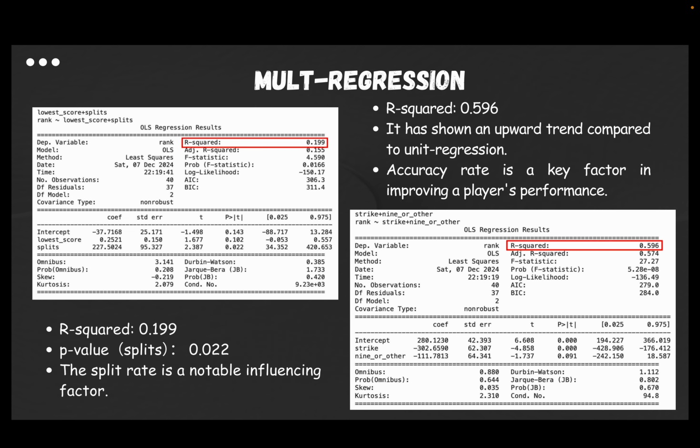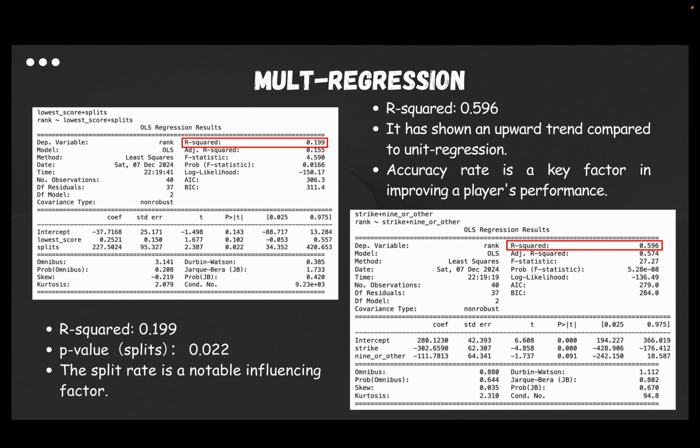In a bid to strengthen the correlation, I applied multiple regression analysis. The strike rate and 9 other data points, which both have negative correlation, increase the R-square value to 59.6%. For every 0.1 increase, a player's rank improves by 11 positions.